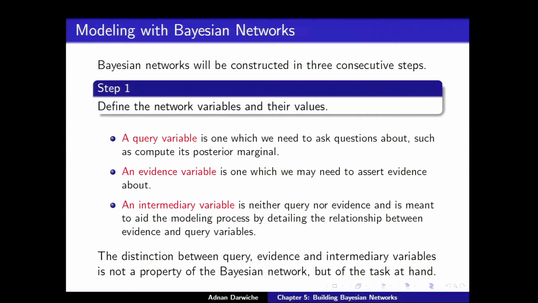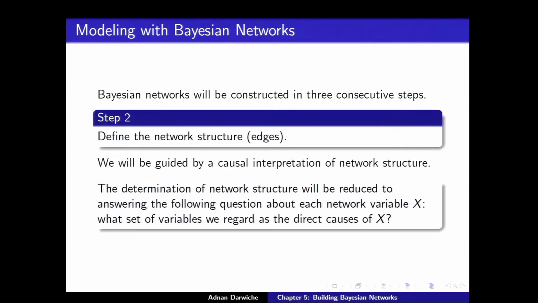Then you ask yourself, so why do I have to have these? We're going to see examples of that. They typically mediate the relationship between query and evidence variables. And when we build networks, we'll have to think always about what is the evidence, what is the query, and what is intermediary. But the key thing to realize here is that this distinction between these three types is task specific. So if you tell me I'm building a Bayesian network to do this, then that defines what is query, what's evidence, and what's intermediary. If you're going to do something else with it, those definitions may change.